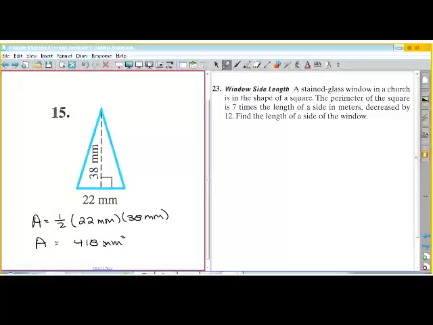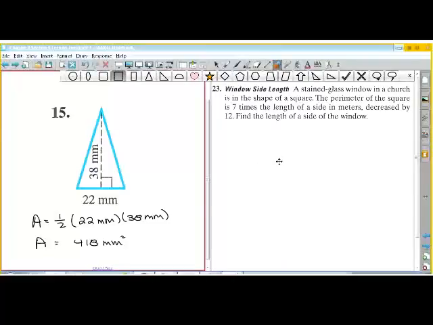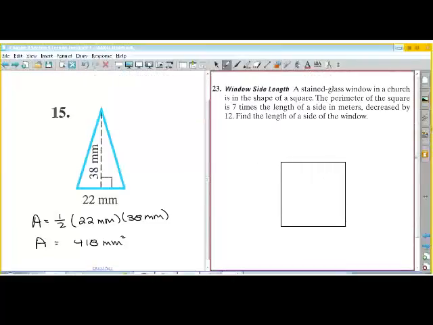And then you have some word problems that you have to do. So these are where you actually are going to try to draw what they're talking about, and then use that information to come up with some kind of algebraic equation that we're going to solve. So it's kind of using geometry to create algebraic equations. So what we have is a stained glass window in a church that is in the shape of a square. So we're going to draw a square. And so the sides of a square are just S. And it says that the perimeter of the square is 7 times the length of a side in meters.